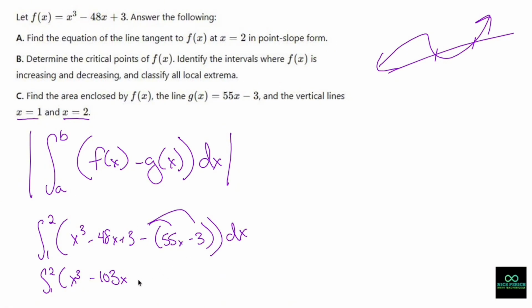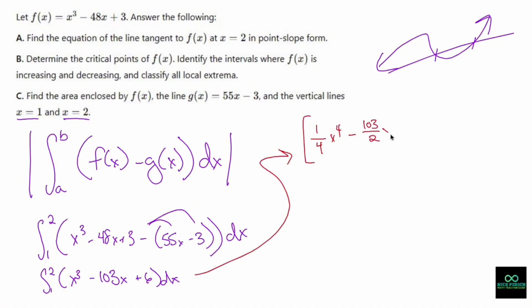3 plus 3 is 6. Okay, now I can integrate. The integral of x to the third is going to be 1/4 x to the fourth. The integral of negative 1 over 3x is negative 1 over 3 halves x squared. And the integral of 6 is 6x. And my limits are 1 and 2.